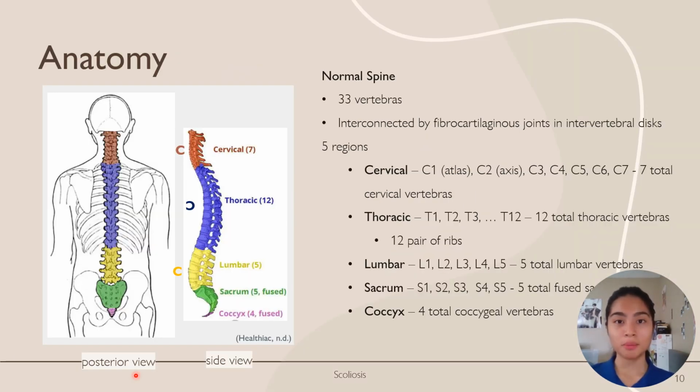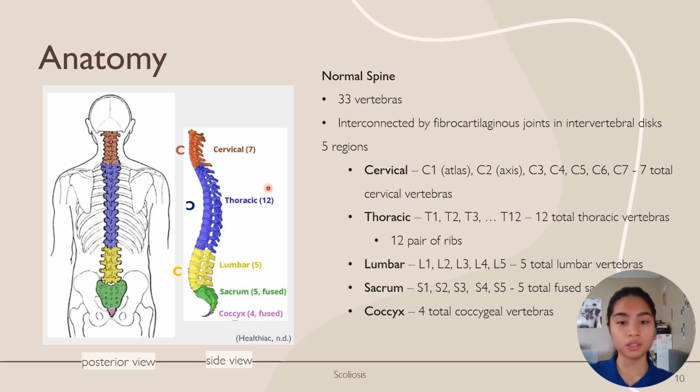There are 33 bone vertebrae interconnected by fibrocartilaginous joints in the intervertebral disc. Over here I have an image of a spine in the posterior view and in the lateral view, where you can see the highlighted 5 regions of the spine: the cervical, thoracic, lumbar, sacrum, and coccyx. Each region has a number of vertebrae.